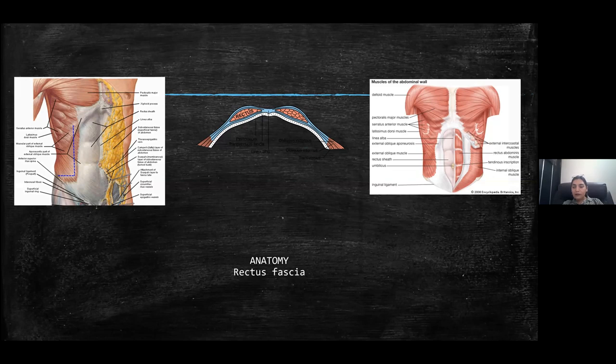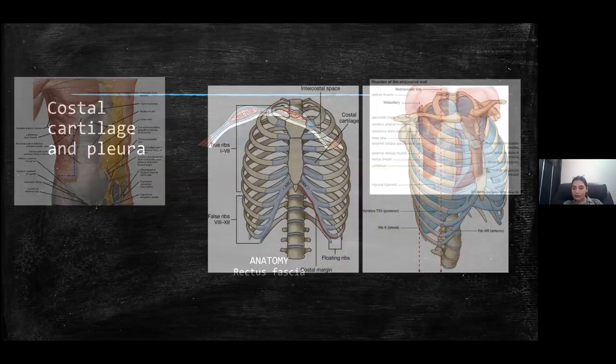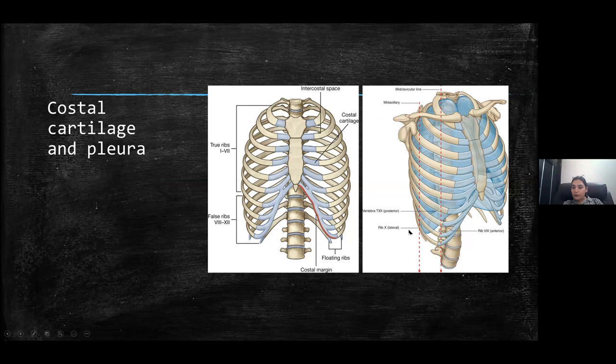Now coming to the relationship of the pleura and the costal cartilage. If you see in this diagram, what we harvest are the 8th, 9th and 10th costal cartilages. You can see clearly in this diagram that the pleura anteriorly ends roughly at the level of the 5th or 6th costal cartilage. So down below here, we are unlikely to encounter the pleura.